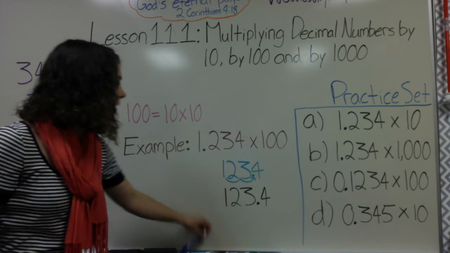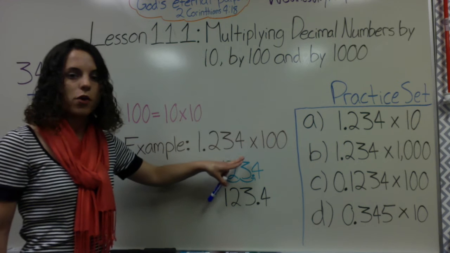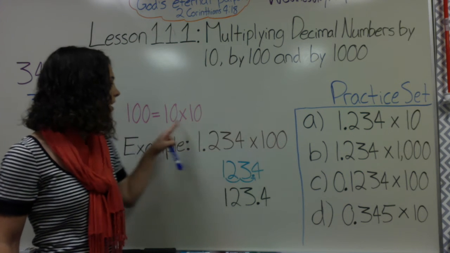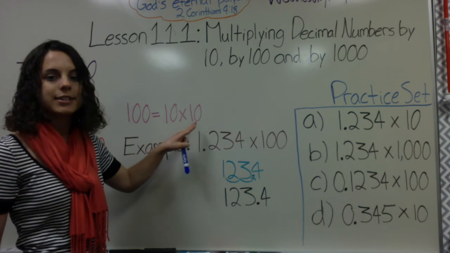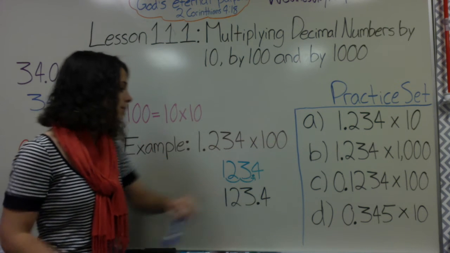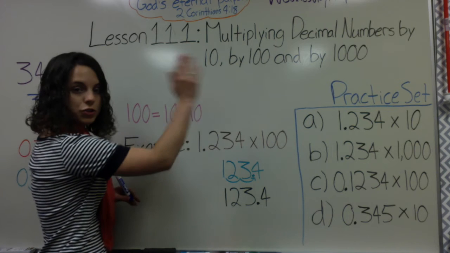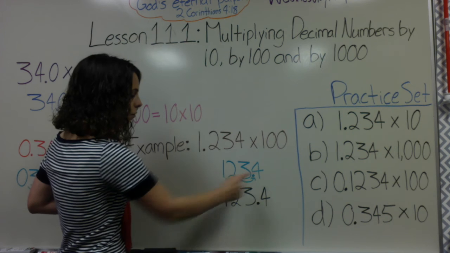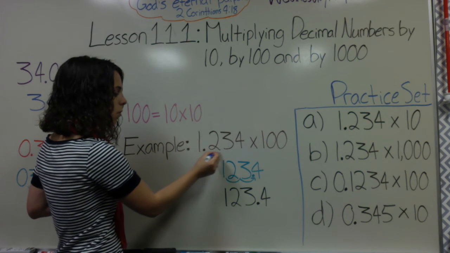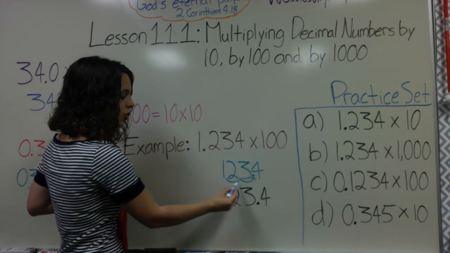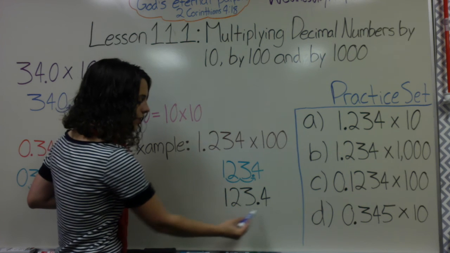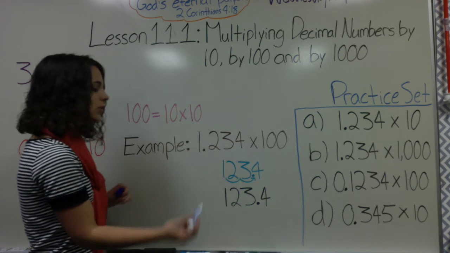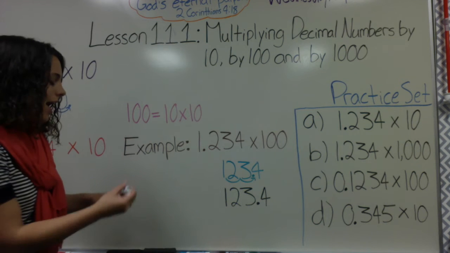If I have 1 and 234 thousandths times 100, I'm going to need to move it over two times because 100 is the same thing as 10 times 10. So I'm going to move it over two times, and I move it over to the right. I have 123 and 4 tenths because it gets moved over two places, just as shown here. 1, 2, and that's my final product, 123 and 4 tenths. So it's exactly how it's done. I hope this makes sense.